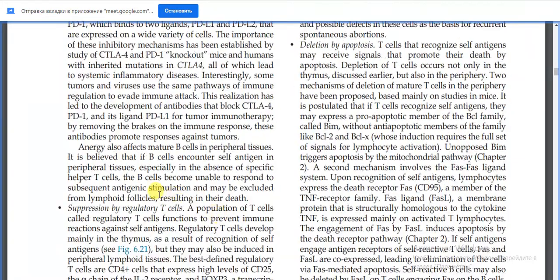Anergy also affects mature B cells in peripheral tissues. It is believed that if B cells encounter self-antigen in peripheral tissues, especially in the absence of specific helper T cells, the B cells become unable to respond to a subsequent antigenic stimulation and may be excluded from lymphoid follicles, resulting in their death.